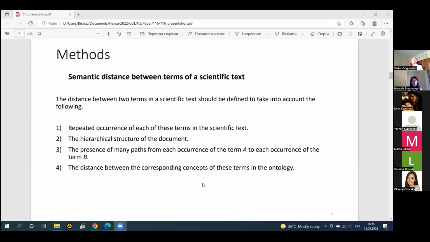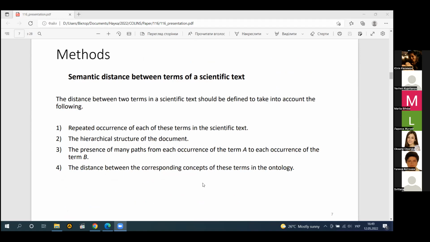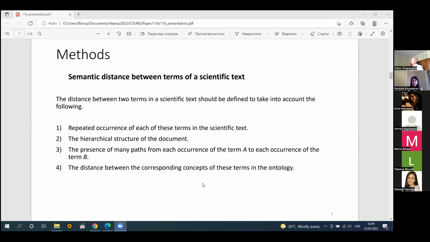The distance between two terms in a scientific text should be defined to take into account the following. First, repeated occurrences of each of these terms in the scientific text. Second, the hierarchical structure of the document. Third, the presence of many paths from each occurrence of the term A to each occurrence of the term B. And last, the distance between the corresponding concepts of these terms in the ontology.